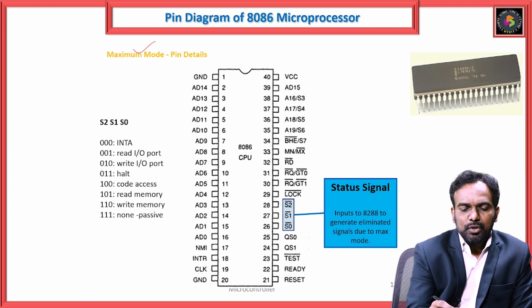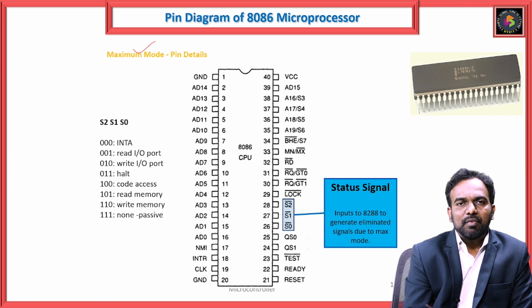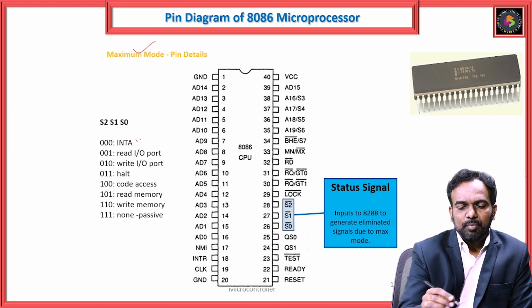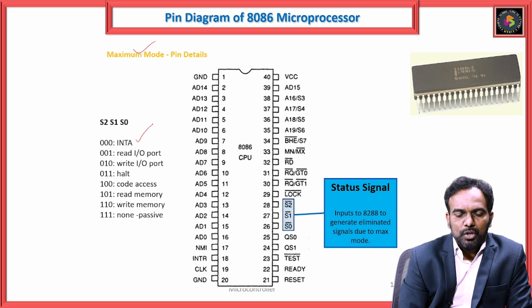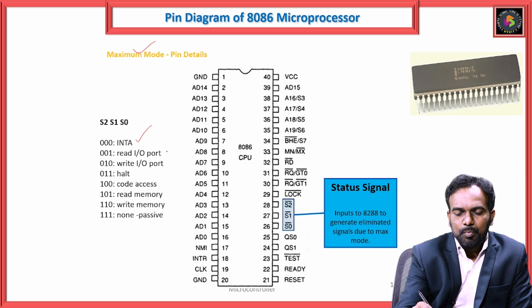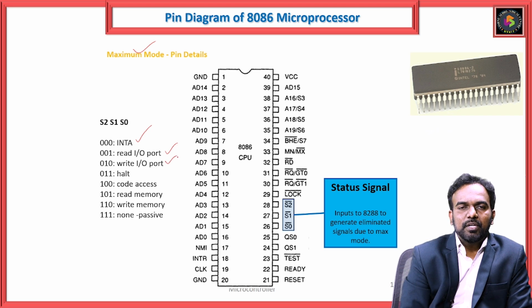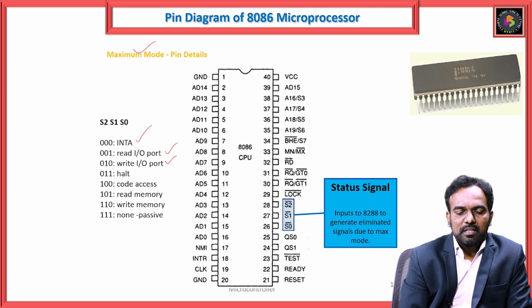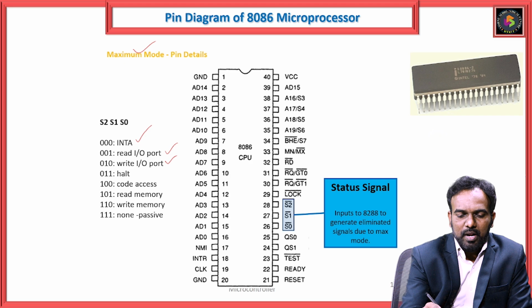If we give 0, 0, 0, we are using our 8086 microprocessor for the interrupt acknowledgement operation. For 0, 0, 1, it is the read IO port operation. For 0, 1, 0, write IO port operation. To halt the processor, we have to give 0, 1, 1.